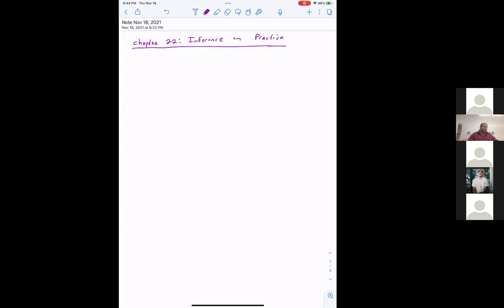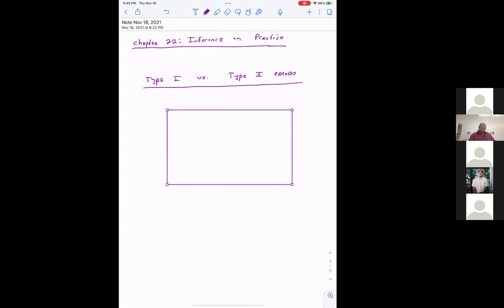The part of the chapter that I really do want to focus on, the part that's a little more mathematical, is twofold. And we're going to start with the difference between type 1 versus type 2 errors. There are two ways of making a mistake when dealing with hypothesis tests. So I'm going to make a table here. It's a 2x2 table. So there's going to be 2 rows and 2 columns.